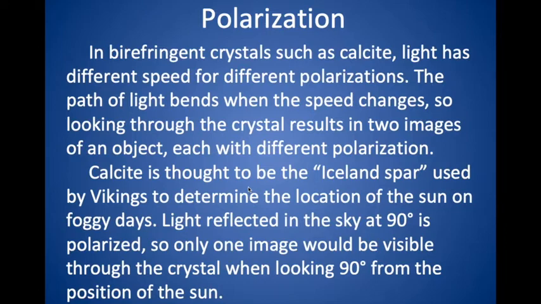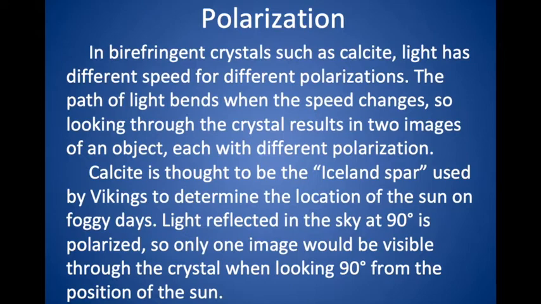Okay, I mentioned that light is a transverse wave, so it has 2 different polarizations. And there's actually some crystals which have different light speeds for different polarizations. And the path of the light bends when the speed changes. So looking through the crystal, you actually see double. You see 2 images of whatever's under the crystal.